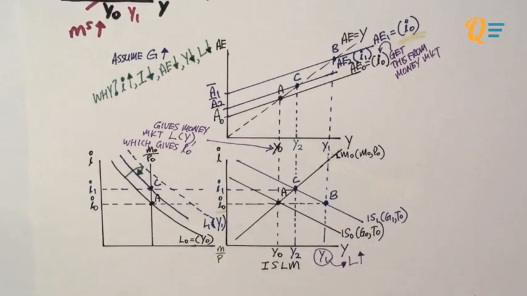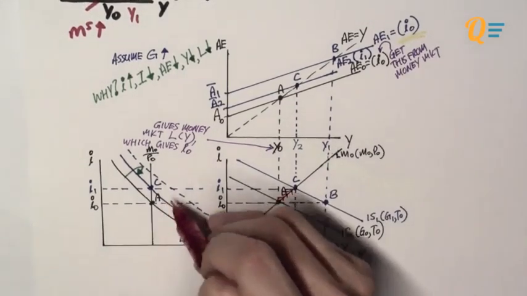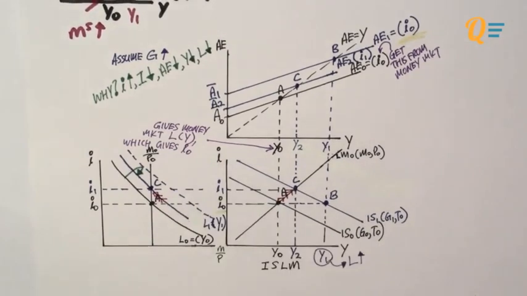There are two types of movements here. The first movement is an upward movement along the LM curve because the demand for money is falling due to higher interest rates.